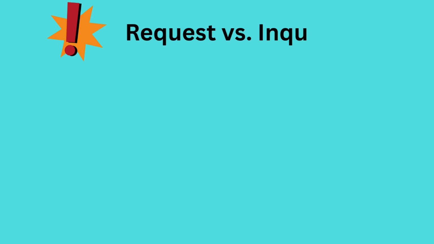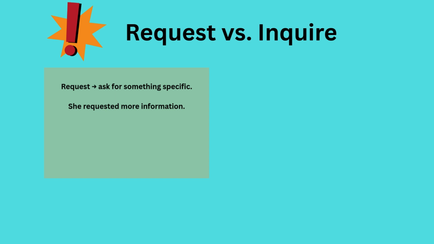Our next words are request and inquire. Request means to ask for something specific. She requested more information. However, while inquire is to ask, it is slightly different in tone. Inquire is to ask about something, often formally. He inquired about availability.